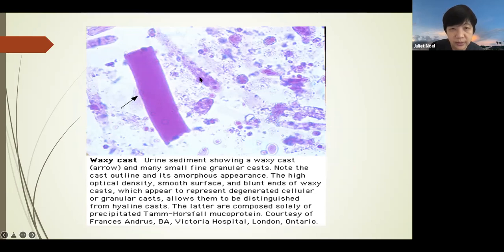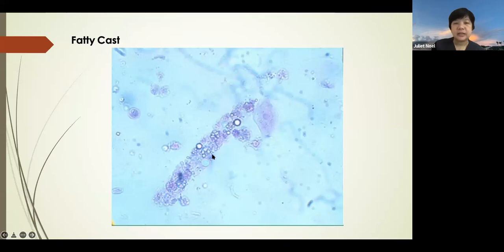This one has a partial. Those are epithelial cells inside a cast. But the significant one here is the waxy cast. It's also a broad cast. Fatty cast is seen in nephrotic syndrome. You will have fat globules inside the cast. This one is a squamous epithelial cell, the one beside the waxy cast.